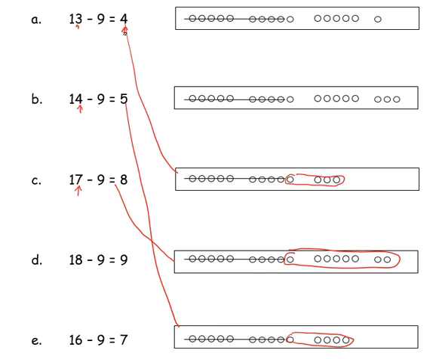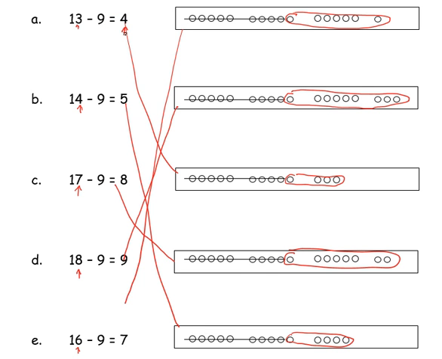Next I have 18 minus 9 equals 9. I will look for a group of 8 and one more. Here's my group of 8 and one more. So this picture matches with 18 minus 9. And the last problem is 16 minus 9 equals 7. So I'll look for a group of 6 and one more. That's the top picture. I have 6 and one more showing me that 16 minus 9 equals 7.